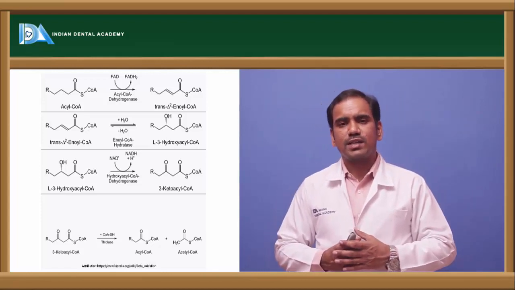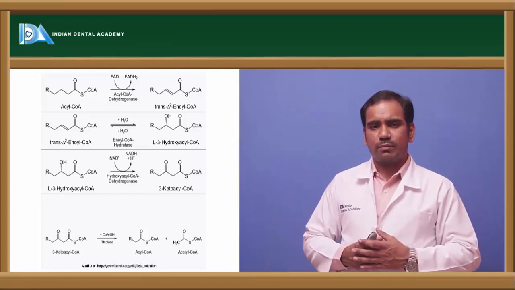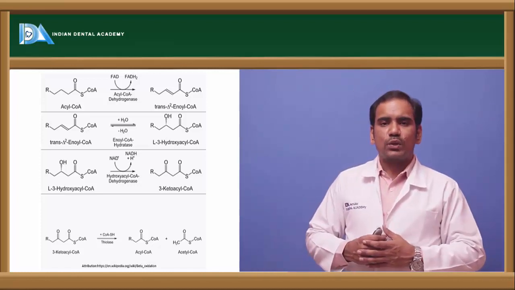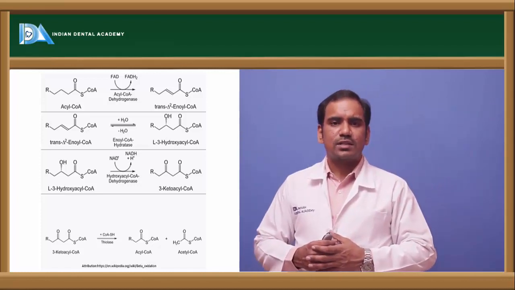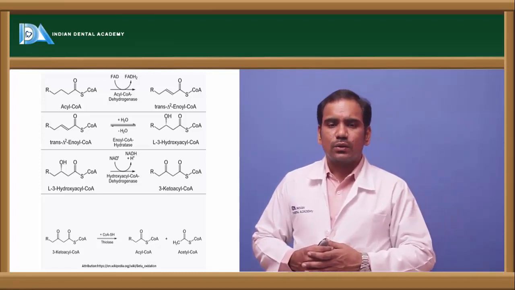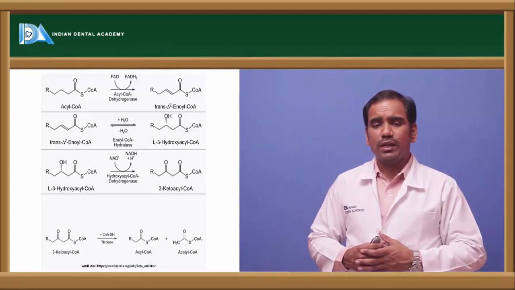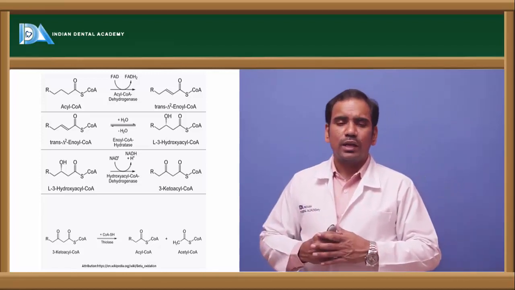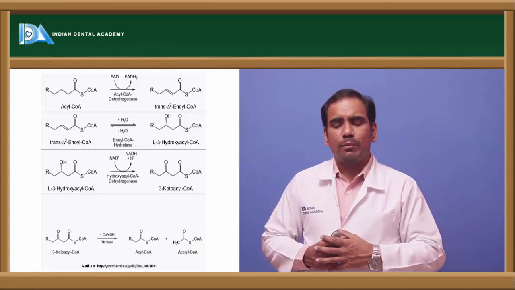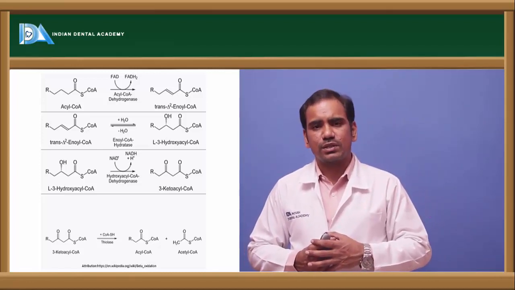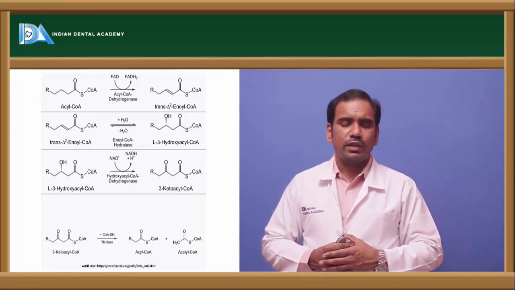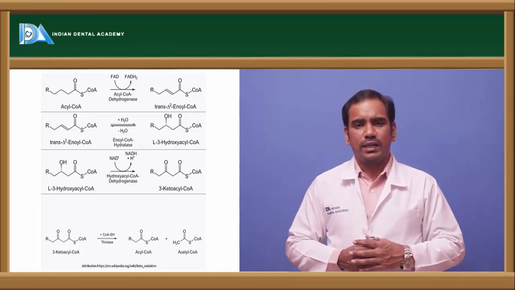So this hydroxy acyl CoA, in the next step, is acted on by the enzyme called hydroxy acyl CoA dehydrogenase. This is the second step in beta oxidation, where oxidation occurs. Beta hydroxy acyl CoA is converted to keto acyl CoA by the action of the enzyme hydroxy acyl CoA dehydrogenase. And here the coenzyme required is NAD plus, which is reduced to NADH.